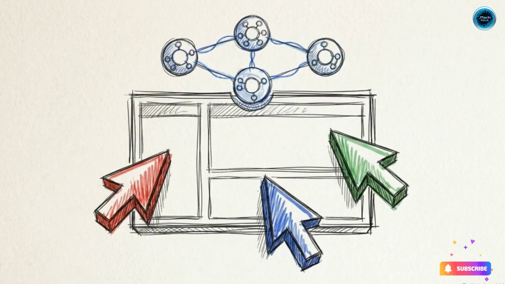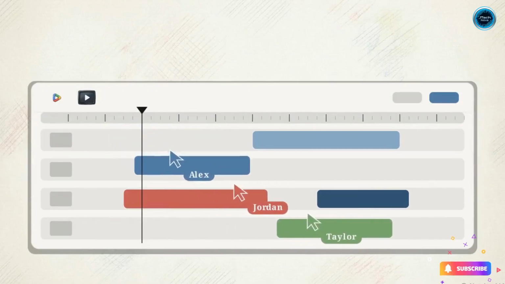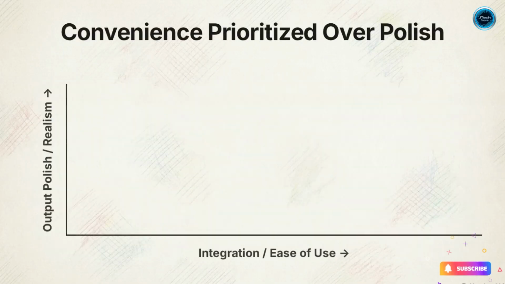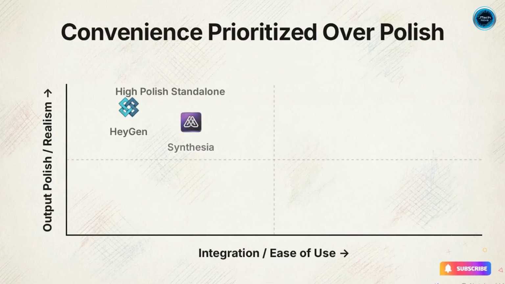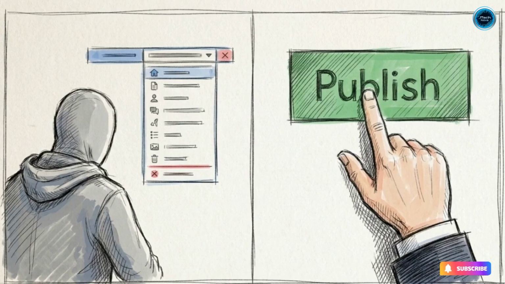If you are in Workspace, you get the exact same real-time, multiplayer collaboration you use in Google Slides. Multiple people can jump in and co-edit the timeline at the exact same time. This quadrant chart measures where Vids sits in the market. The horizontal axis tracks ease of use, and the vertical tracks output realism. Notice Google Vids lands far right for convenience, but noticeably lower on the vertical axis. Vids intentionally trades ultimate creative freedom for extreme corporate convenience.